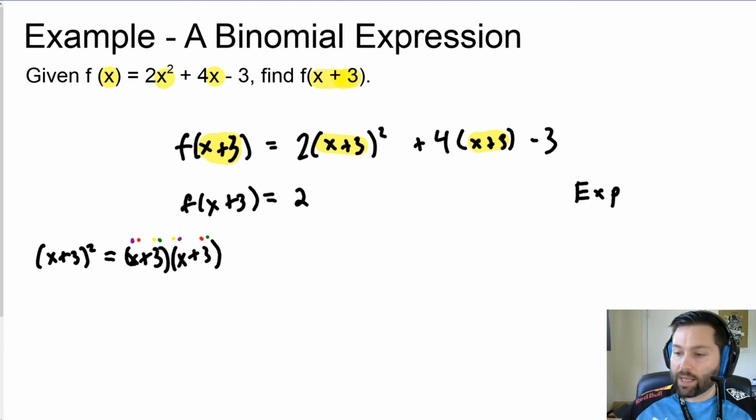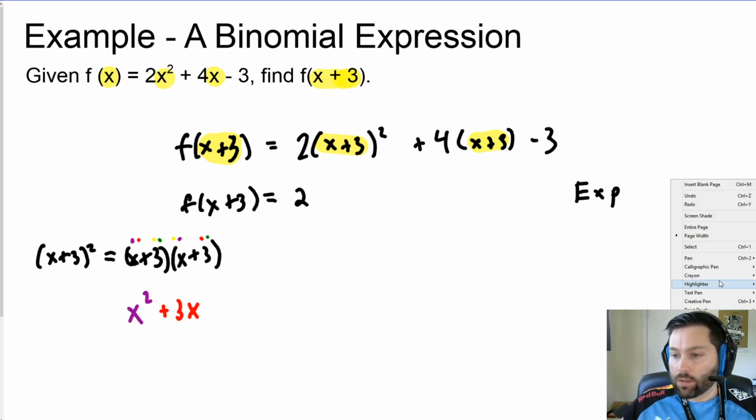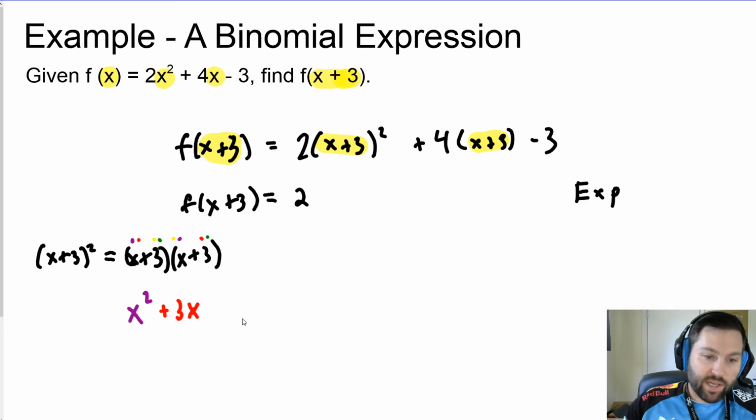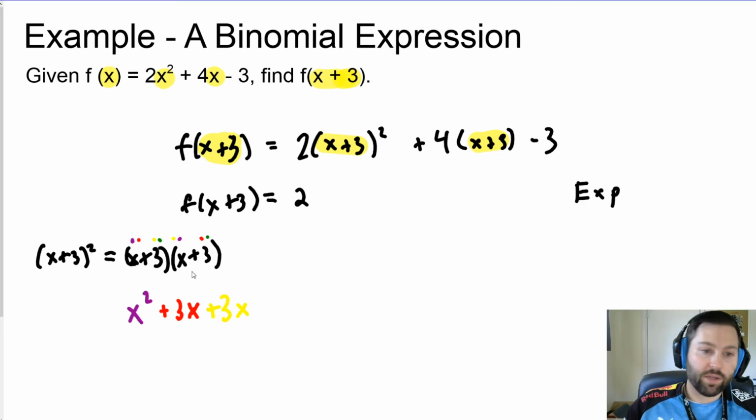So if I do the purple pair, x times x, and I'm going to use a purple pen to color code it, I get x to the second power. If I do the red times the red, x times 3, I'm going to use my red pen to do that. It gives me positive 3x. And then the next one was the yellow pair. So I'm going to multiply 3 times x again, which is also 3x. I apologize that it's hard to see, but it's there, I promise. And then the last one was the green times the green, which is 9.